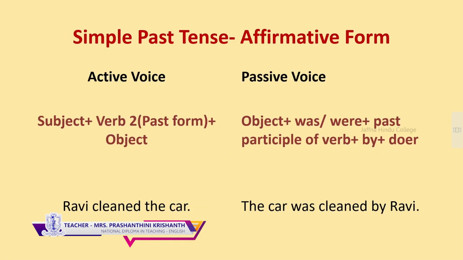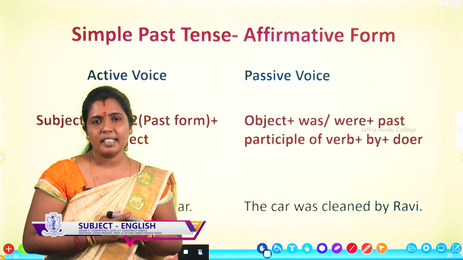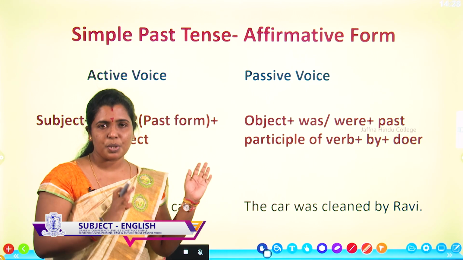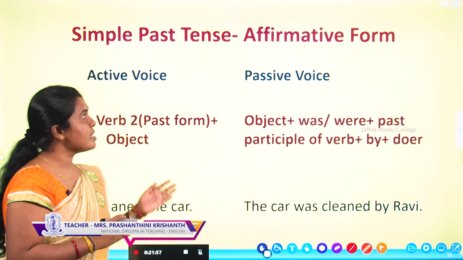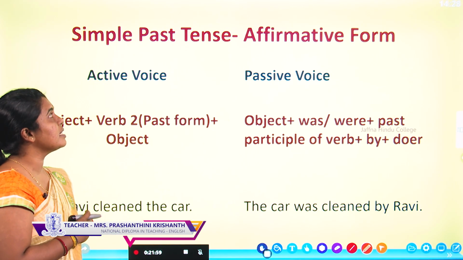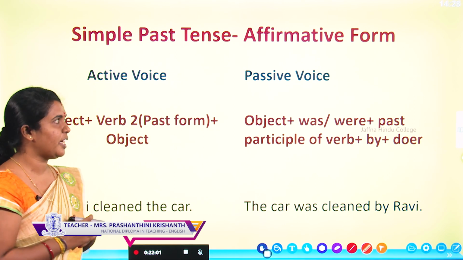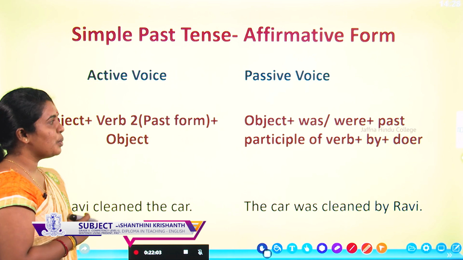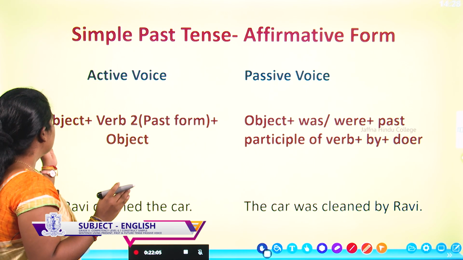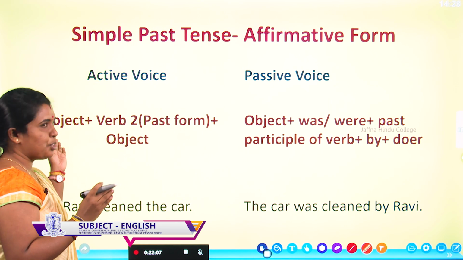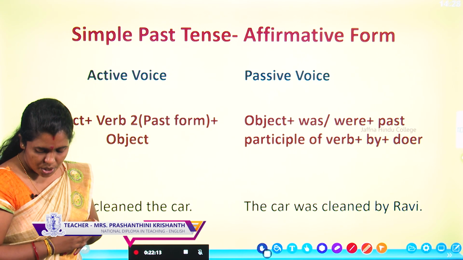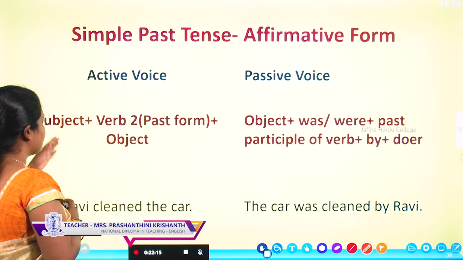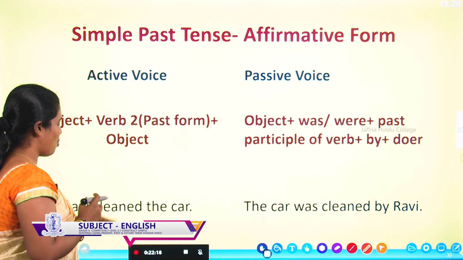Next one, simple past tense, right? This is the second one. The first one we learned was simple present tense active voice, and now we are going to learn the simple past tense affirmative form. Right. Now look at the pattern. Active voice sentence: subject, the past form of the verb, and object, right? So you can easily identify the subject and the past form, right?